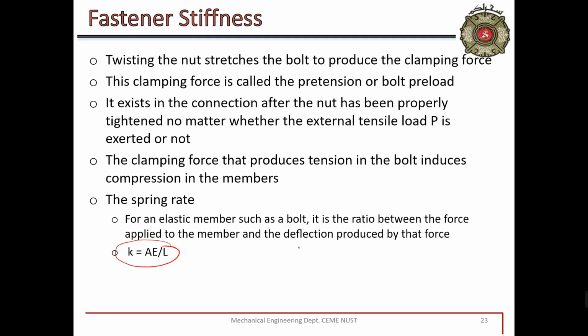How can we calculate this? Because we know that for an axial member we have the equation delta equals PL by AE, and we also know from the equation F equals K delta that delta equals F by K. Here F is equal to P, so K is equal to AE by L. For any axially loaded member, this is the stiffness.